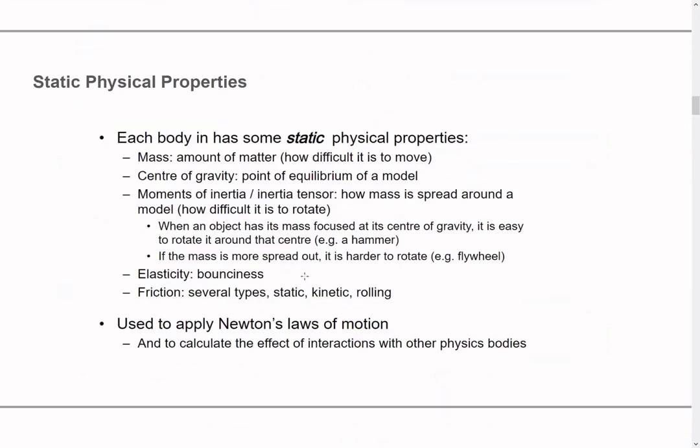Okay, now let's look at the static physical properties. When it comes to any type of object, any body, it has certain static properties. Just like we have studied so far, the body has a mass. It has a center of gravity, moments of inertia, elasticity, friction. All of these are physical properties of a body.